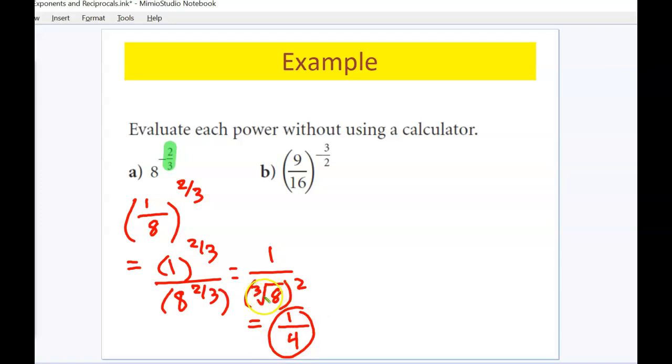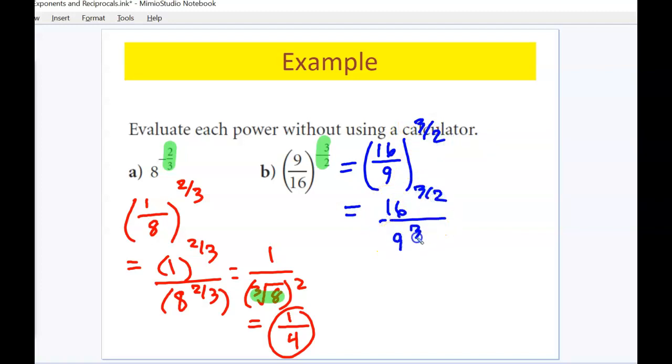I'm hoping you're understanding that I'm doing this one step in my head here. I'm taking the cube root of 8 is 2, and then applying the power. 2 squared is 4. In the next example, again, I want to get rid of my negative exponent, so I have to reciprocate the base. So 16 over 9 to the positive 3 over 2, which really means 16 to the 3 over 2 all over 9 to the 3 over 2, which really means the square root of 16 cubed over the square root of 9 cubed. And some of you might be saying, well, why didn't I write the 2 in? Well, remember, if there's no number there, it's assumed to be the 2.